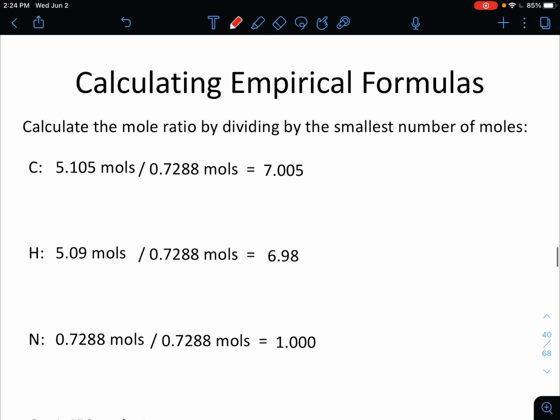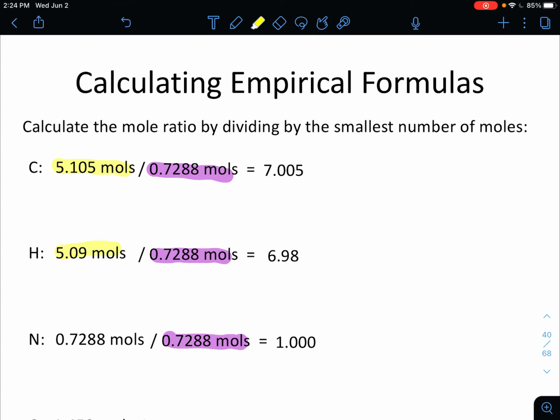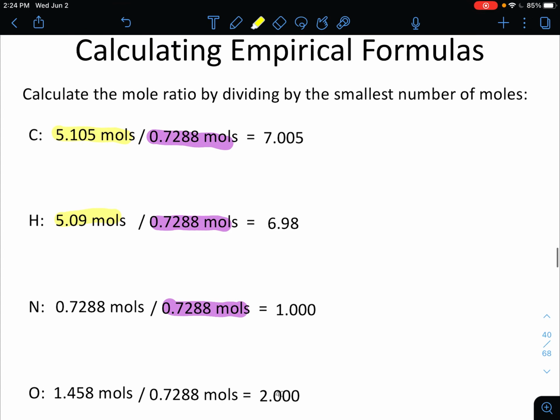So that's what we do here, right? All of these are divided by the 0.7288 moles for nitrogen, and then the respective values for carbon, hydrogen. Oops, got to scroll down a little bit. Carbon, hydrogen, of course, nitrogen, it's 1 to 1, and then oxygen. Well, this ends up working out pretty neatly, right? I get 7, 7, obviously just 1, and then 2.